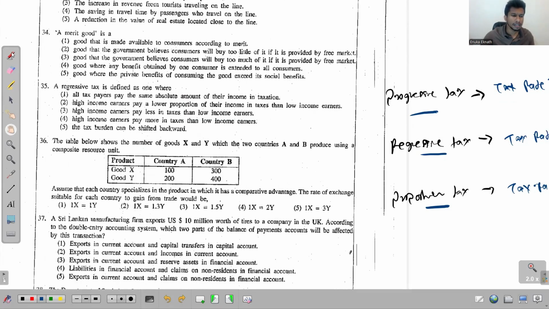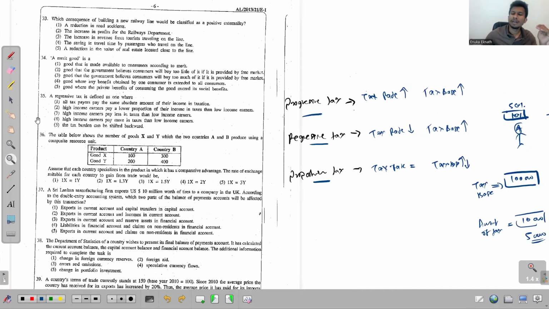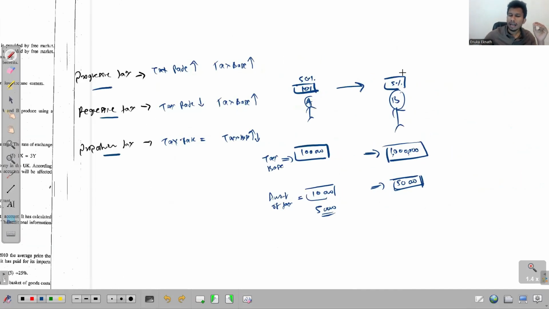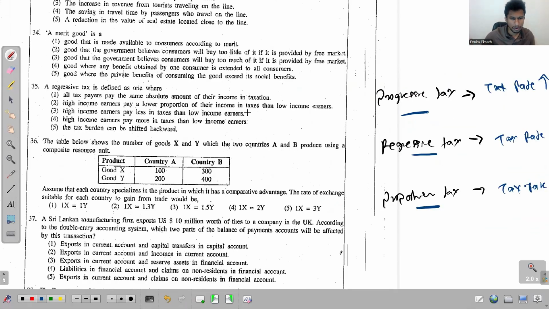In the third one, it says high income earners pay less in taxes than low income earners. That doesn't happen, right? They pay a relatively lower percentage. I mean, percentage wise, that is true. But if you look at the absolute figures, the rupee amounts that each person pays, the higher income earner still pays a higher tax amount. So this given statement is wrong.